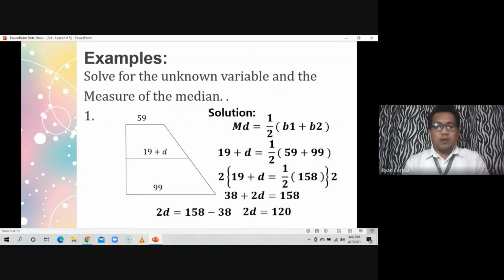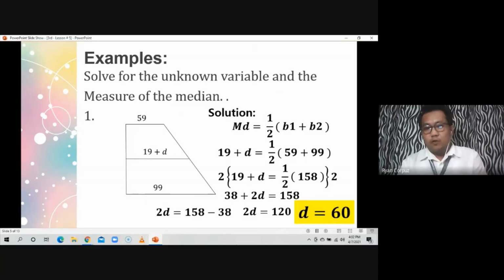Then since we are looking for the value of D there, we can get that by removing this 2 here. So we can do that by dividing both sides of the equation by 2. So that we'll find out the value of d, which is equal to 60. So the value of d is 60. So we have already solved for the unknown variable, which is the value of d.